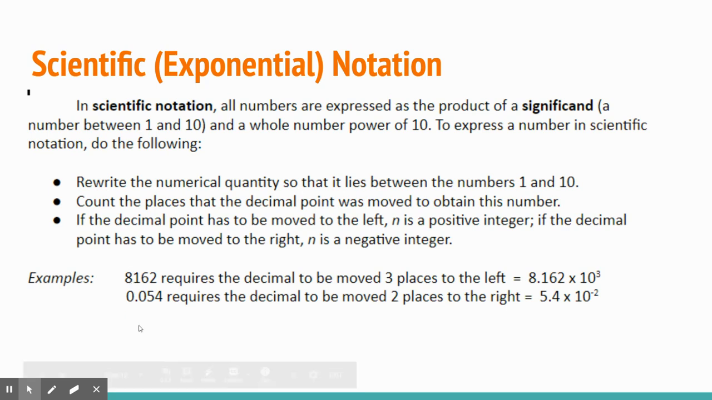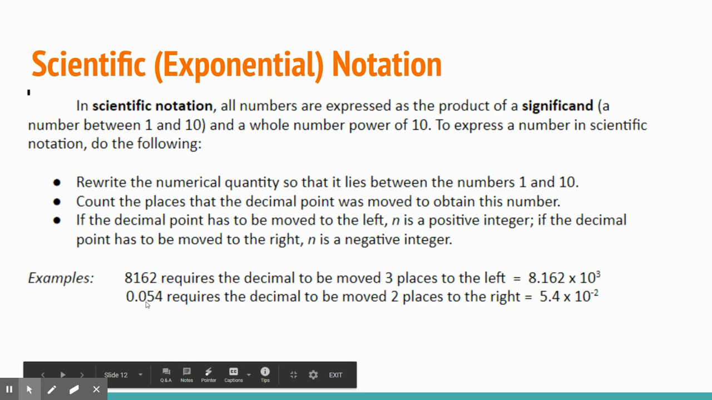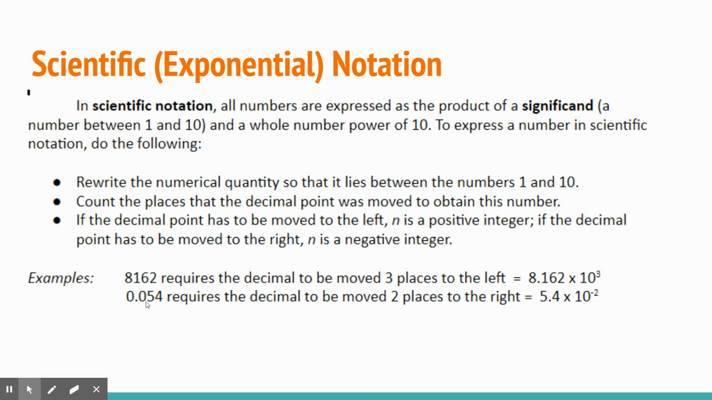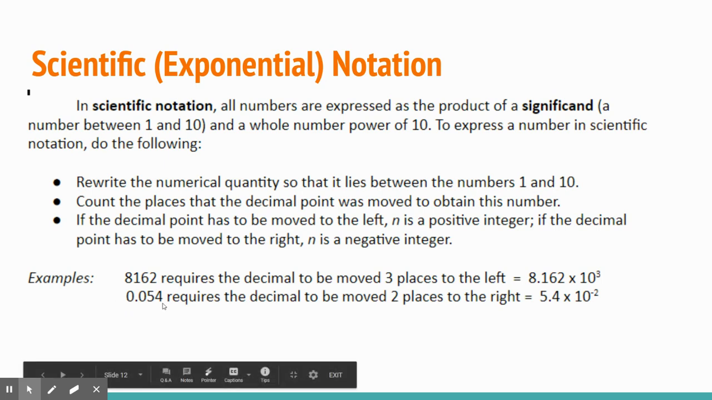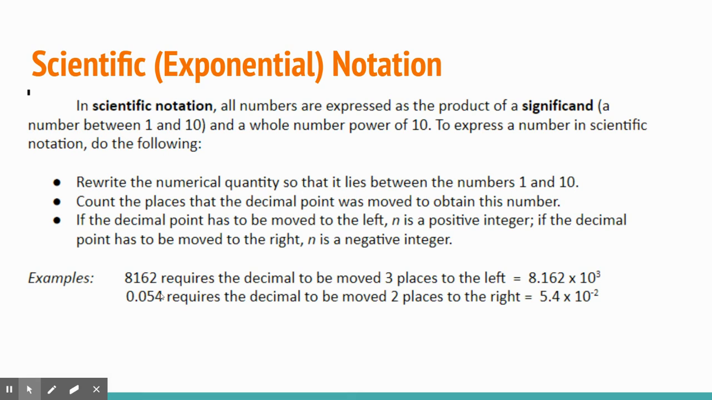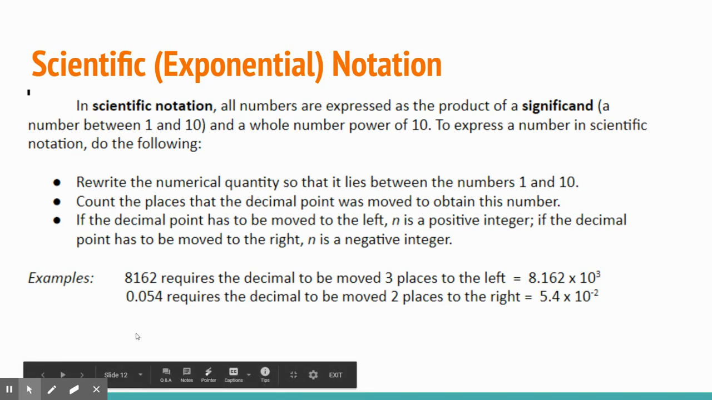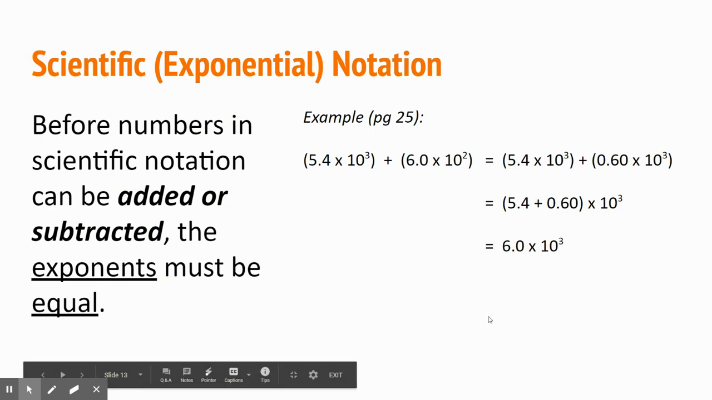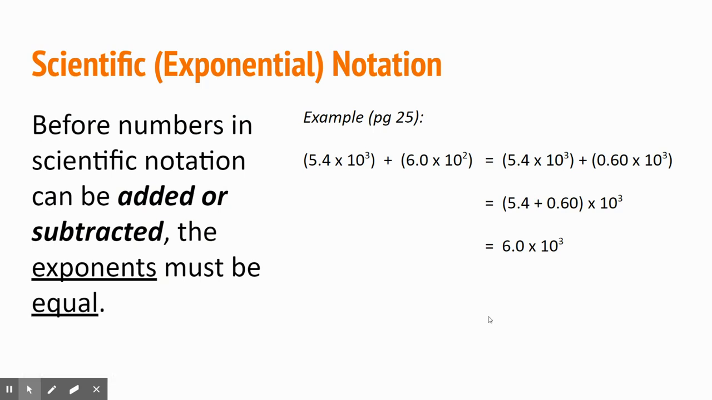Here in ordinary notation, 0.054 requires the decimal to be moved 2 places to the right in order for that significand to be between the numbers of 1 and 10. So my answer would be 5.4 times 10 to the minus second, because I moved the decimal place to the right. Before numbers in scientific notation can be added or subtracted, the exponents must be equal.